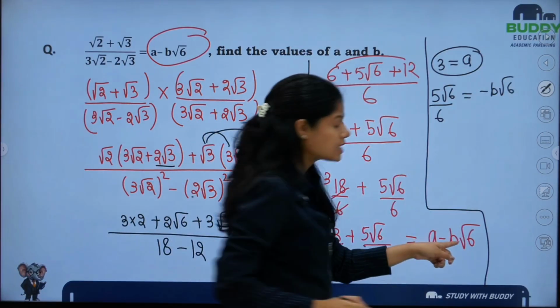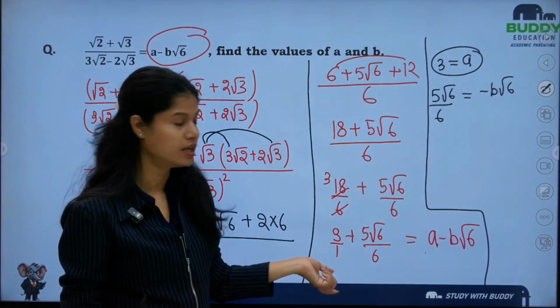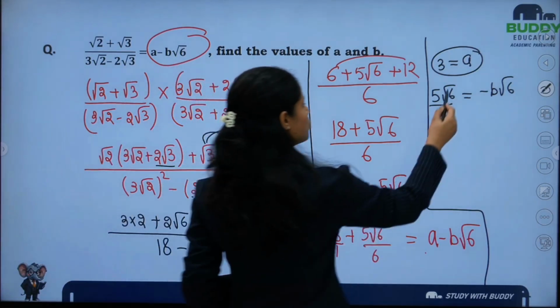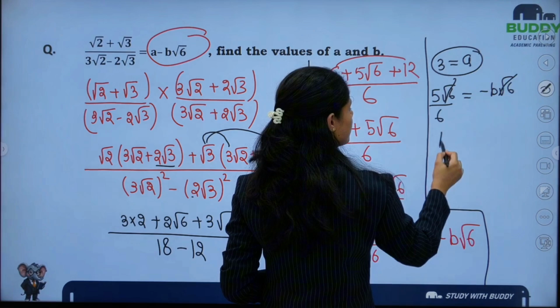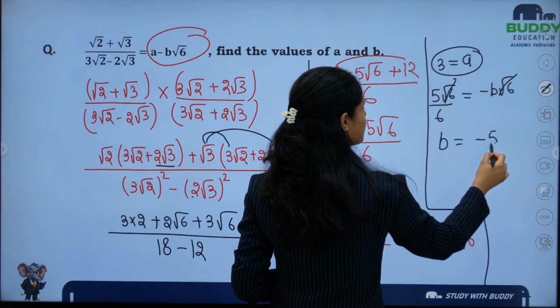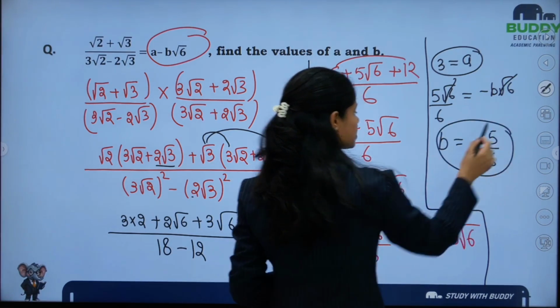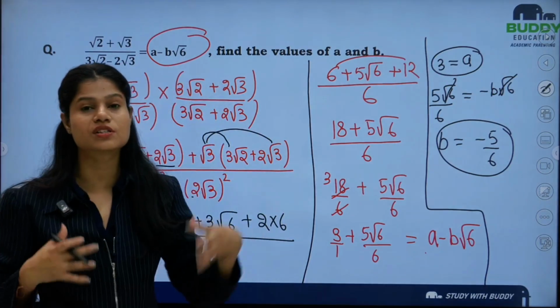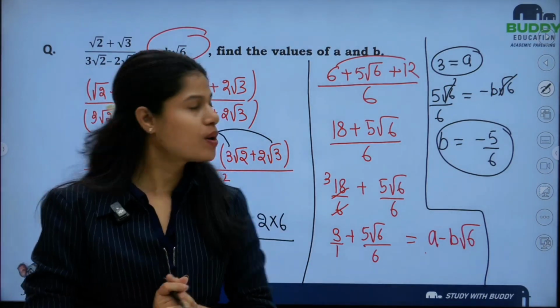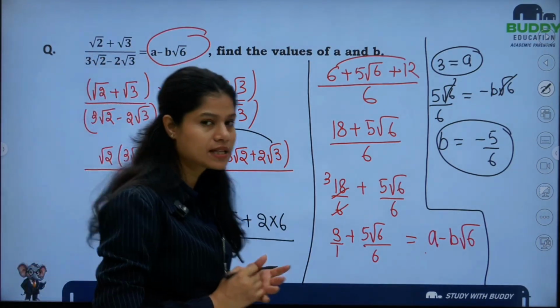So don't forget the sign, because this is also a common error that we make, right? So this root 6 will be cancelled. So the value of b that you will get is minus 5 by 6, and that's all they wanted you to find. All right, so I hope this question is clear.